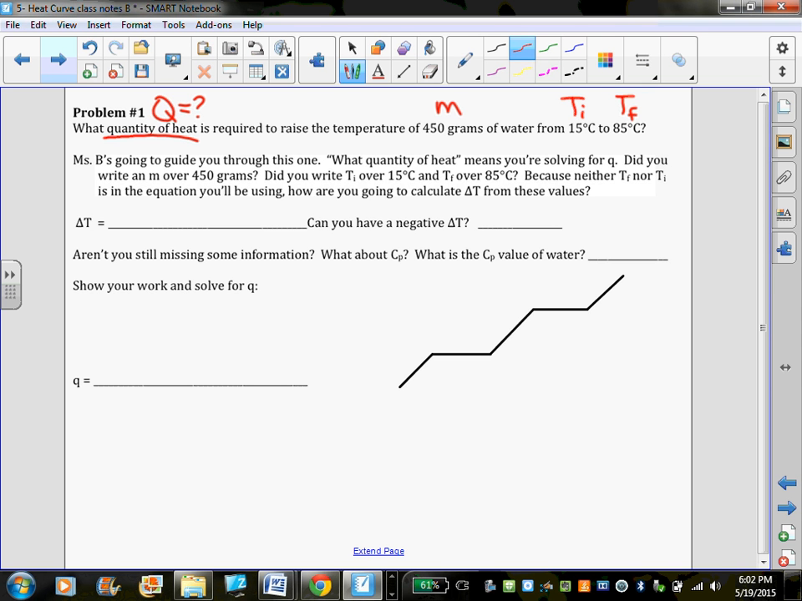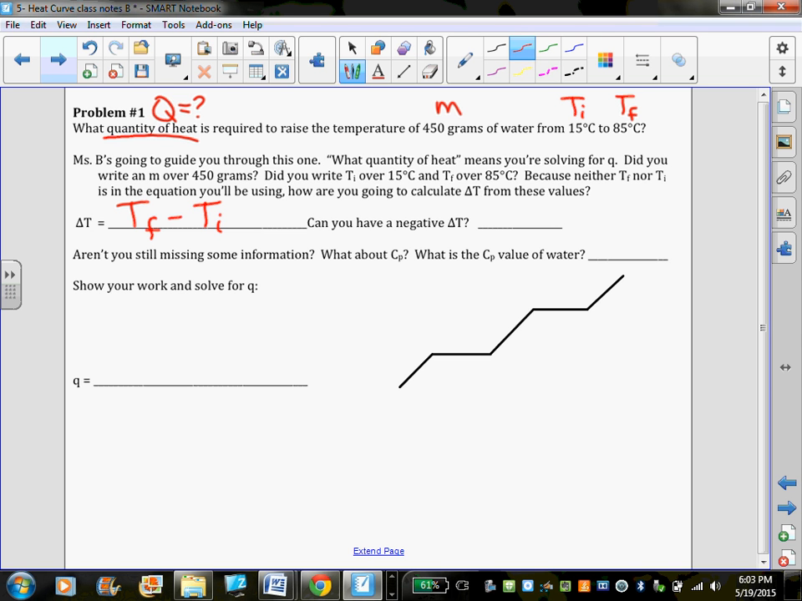So delta T, what is delta T going to be? Well, if we think about it, it is really just the final temperature minus the initial temperature. So for our case, it would be 85 degrees Celsius minus 15 degrees Celsius. So it should be 70 degrees Celsius.